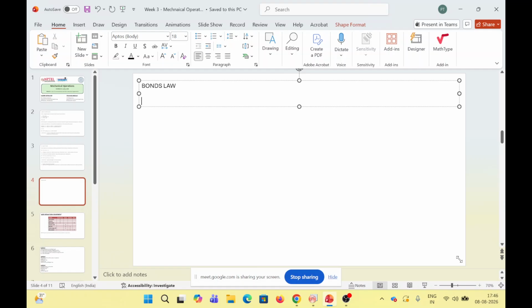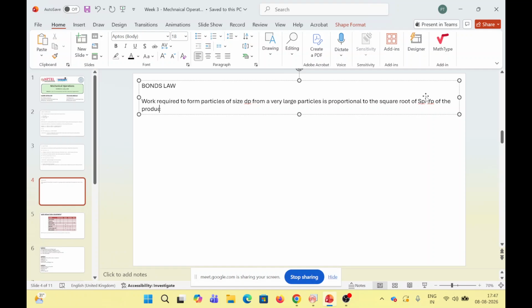So, Bond's law, the statement goes somewhat like this: the work required to form particles of size dp from a very large particle is proportional to the square root of Sp by Vp of the product.